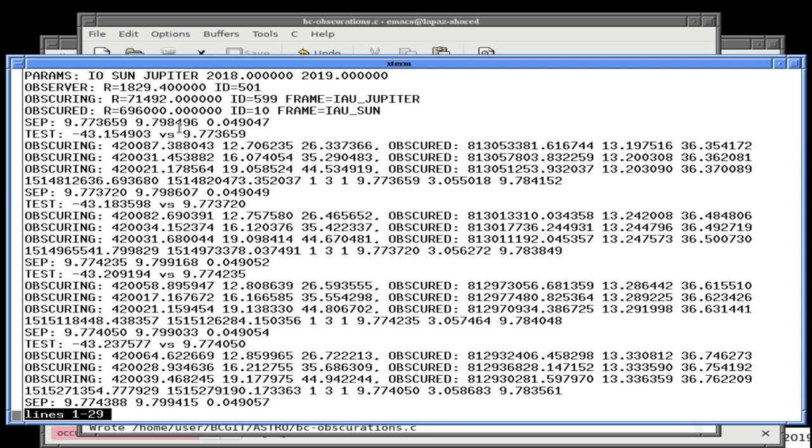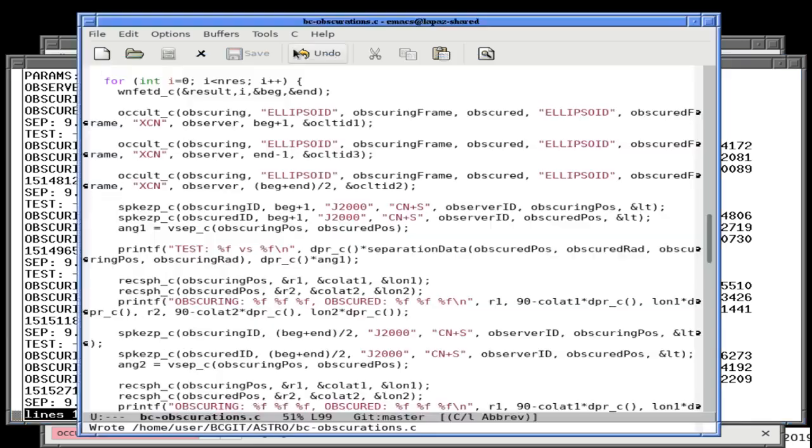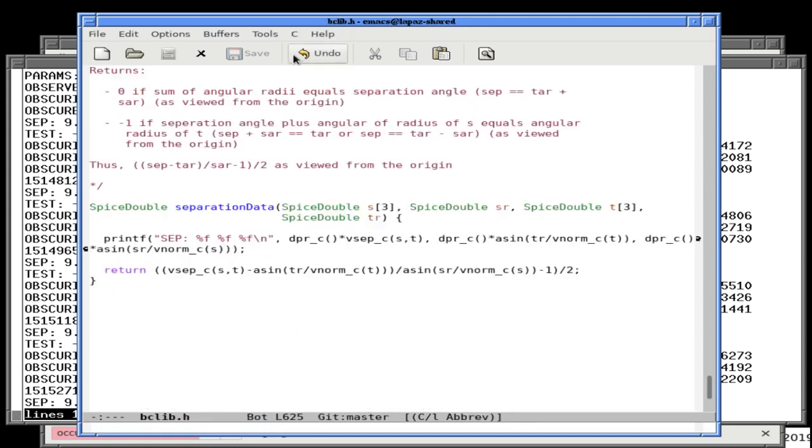Because the angular radius of Jupiter, I mean, these numbers look like kind of what they should look like. The angular radius of Jupiter is a little bit bigger than the separation value, so it fully obscures the sun, which is good, but why are we getting a minus 43 out of that? So this is where we are, something funky is going on here. In fact, it's even worse because now that I think about it, that number should be between 0 and 1.